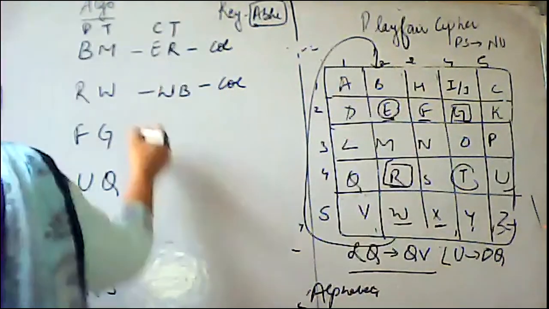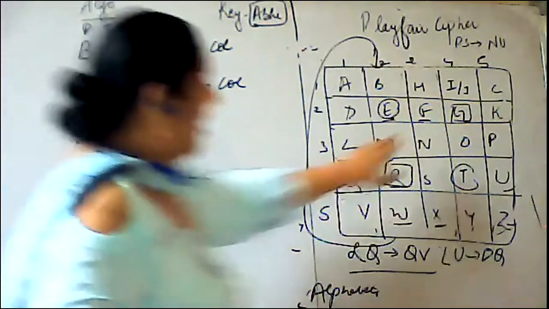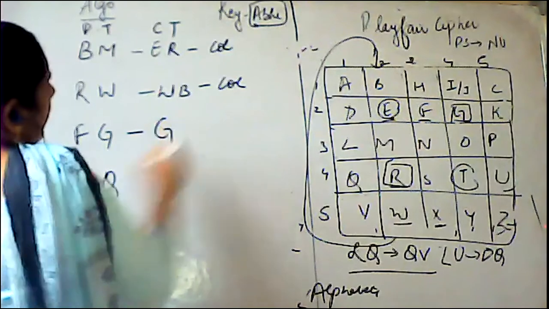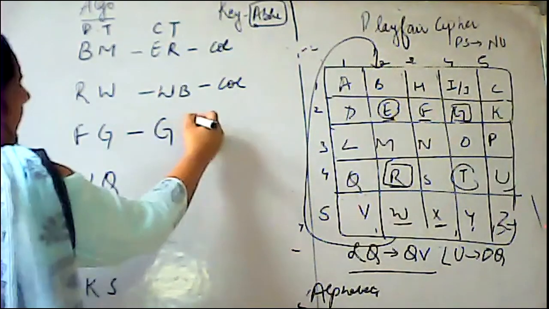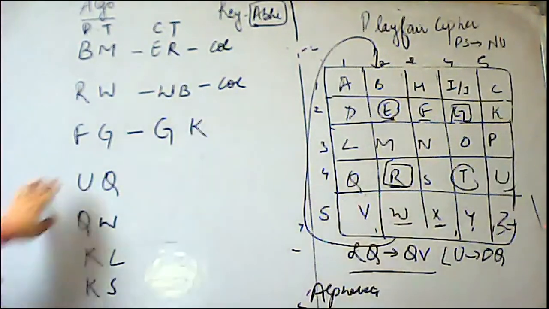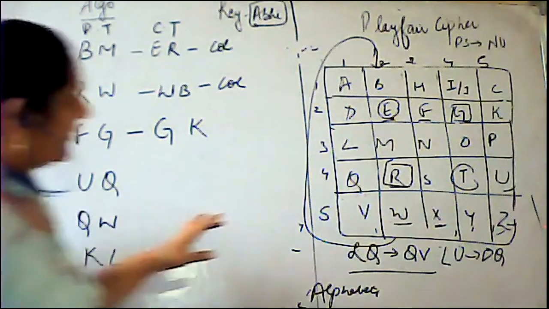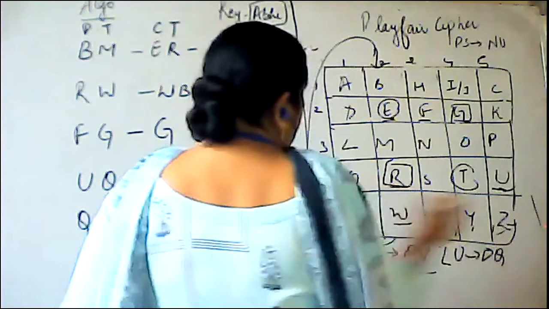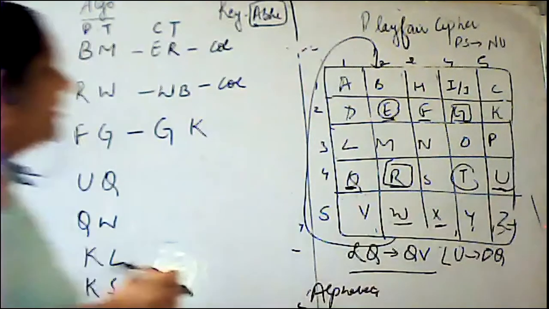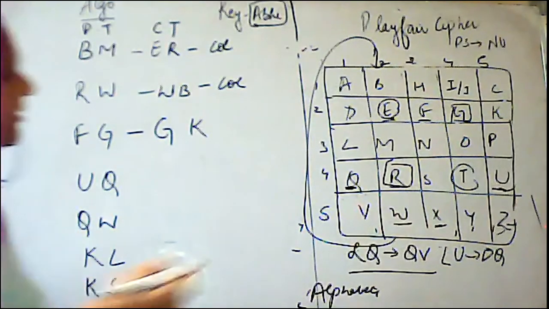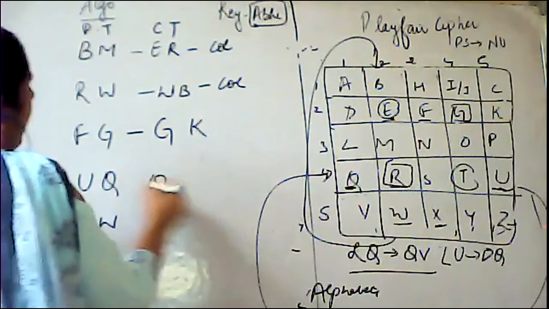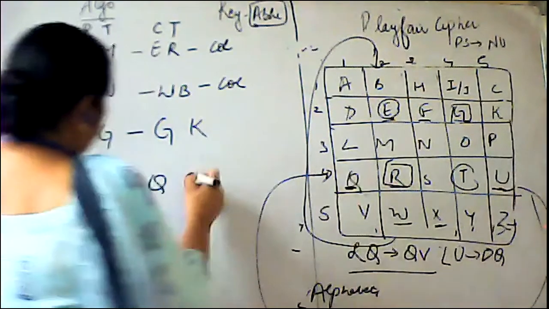Okay. F, G. F and G, so it will be in the same row. Immediate right to F is G and immediate right to G is K. Then U, Q. So U is here and Q is here. So they are appearing in the same row. So immediate right to U is Q because it will come again rotatingly. And immediate right of Q is R.